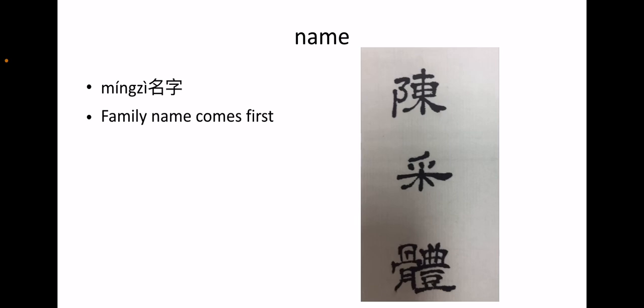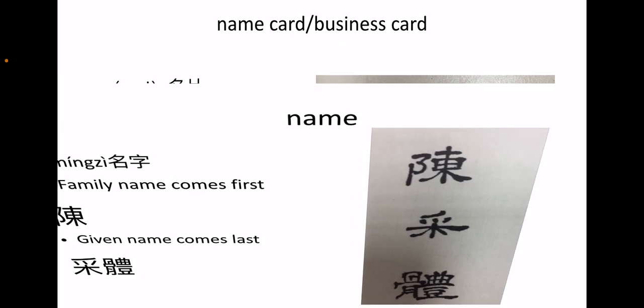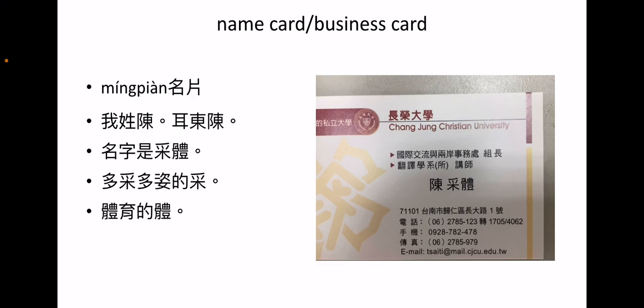So, 陈 is my family name, 是我的姓陈。Given name comes last. 彩体，陈彩体。And this is my name card. Name card, 名片. 名 is name. Pian is like a piece of something. So, well, this is a piece of paper bearing my name and my profession. So, 名片, a name card.